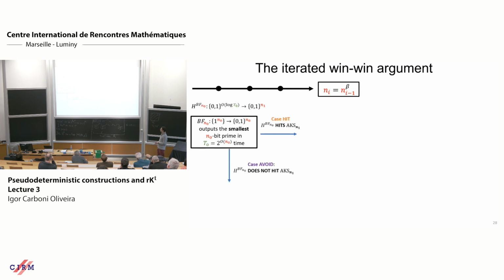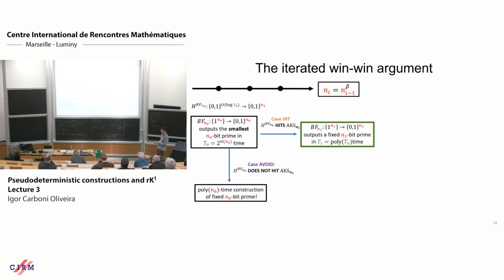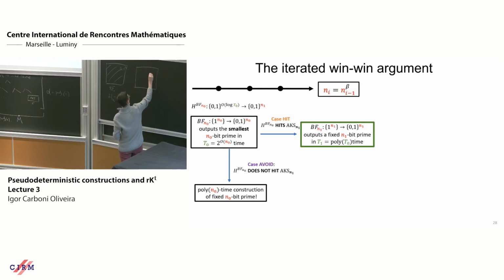And we consider two cases. That's what we did. In the avoid case, that's great, we have polynomial time reconstruction. But in the hit case, something very useful happened for us. So now when we look at the next input length, n1, we consider the output of the new hitting set generator.